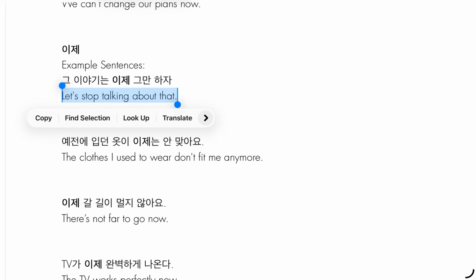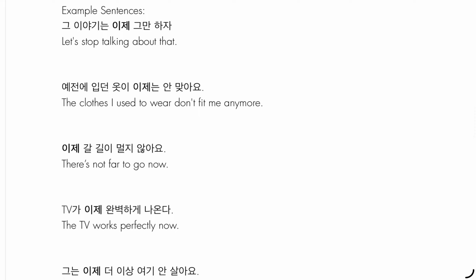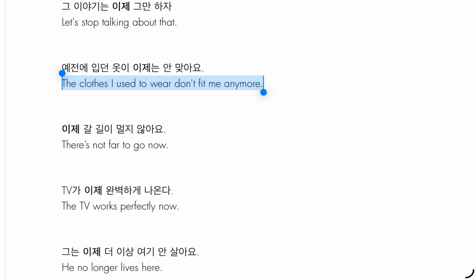Or at least it doesn't have to be permanent when we say from now on. It can just be semi-temporary. At this moment, from this moment on, I don't want to talk about that. From this moment on, the clothes I used to wear, they don't fit me anymore. So from this moment on means sometime in the past, something was one way, but now I'm putting a timestamp here. From now on, I need it to be something different.